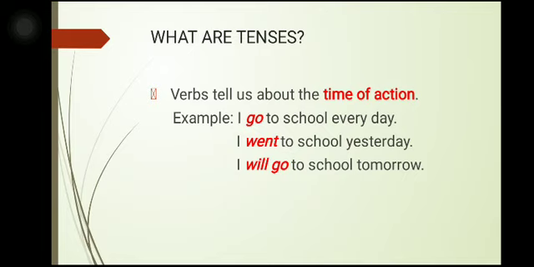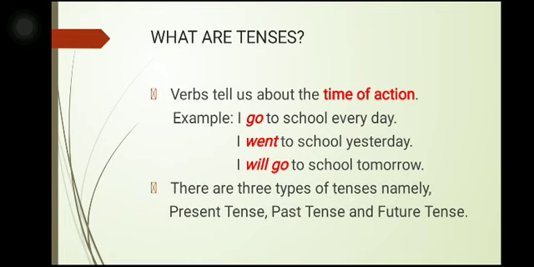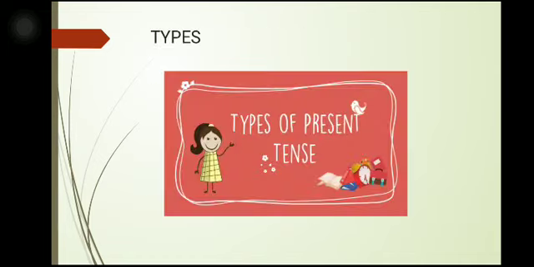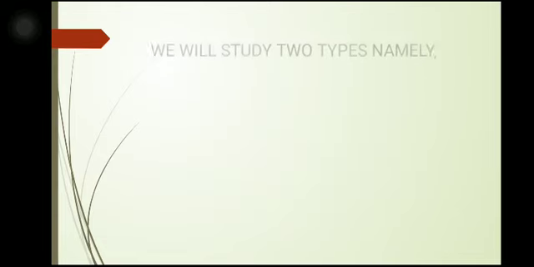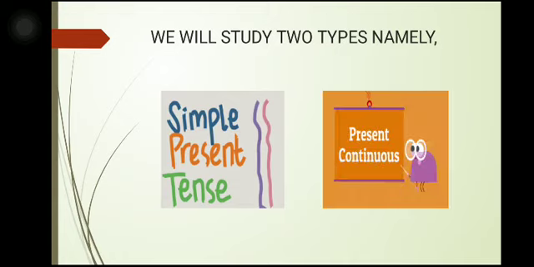I will go to school tomorrow. In this sentence, we are talking about an action that is going to happen in the future. So, will go suggests future tense, right? Therefore, there are three types of tenses, namely present tense, past tense, and future tense. In this chapter, let us see the types of present tense that we are going to study. That is simple present tense and present continuous tense.